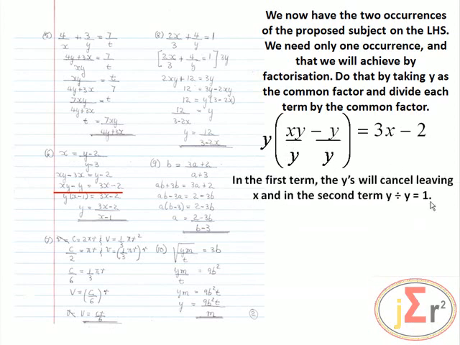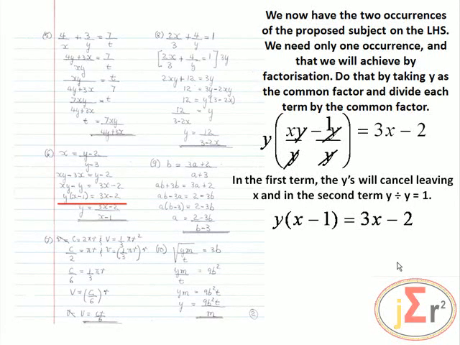So what do we have? In the first term, the y's will cancel, leaving x, and y into y, any number divided by itself, is equal to 1. So in the second term, y divided by y is equal to 1. Therefore, we will have x minus 1. So these will be eliminated. All that is left, x minus 1 to be multiplied by y, and the right hand side remains the same.